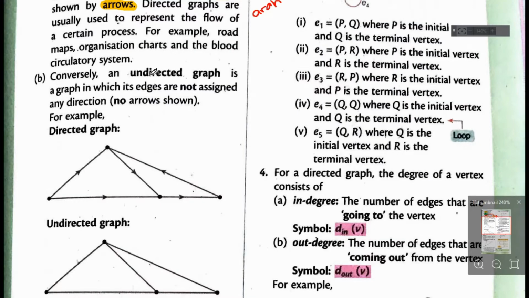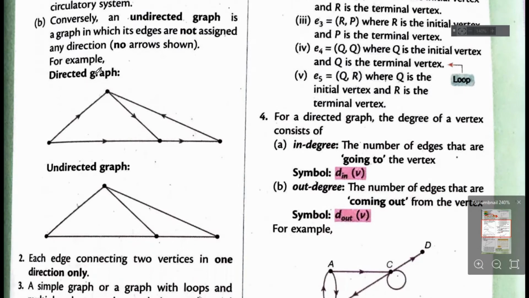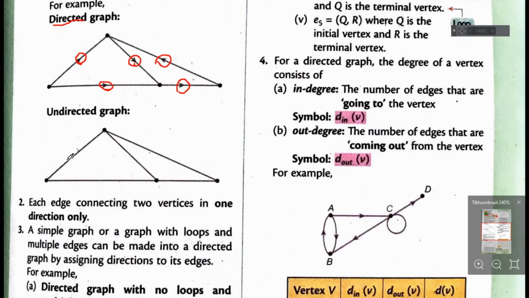Conversely, an undirected graph is a graph in which its edges are not assigned any direction, no arrows shown. Tiada anak panah. Okay, example. Directed graph. So we are given the direction. We have arrows here. Ada anak panah di sini untuk menunjukkan arah dia. Okay, so this is called a directed graph. For undirected graph, tiada anak panah. It doesn't have these arrows, no arrows. So this is an undirected graph.